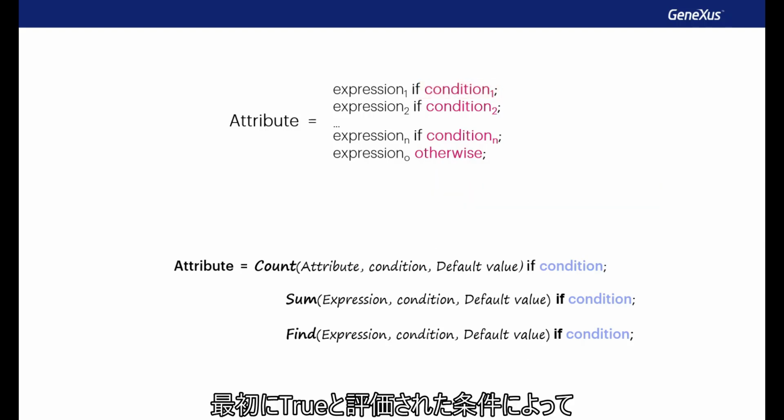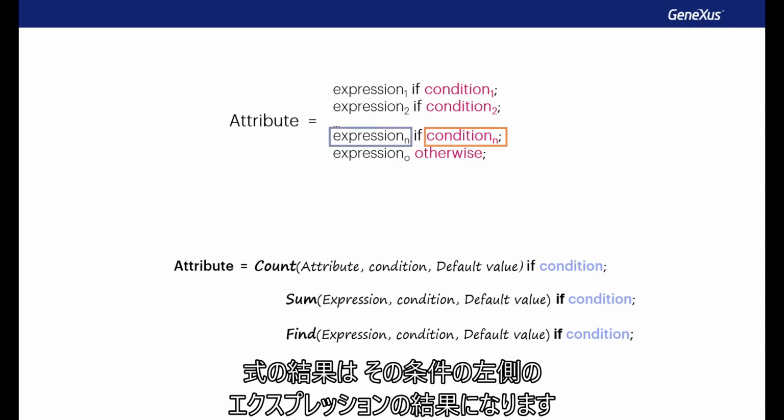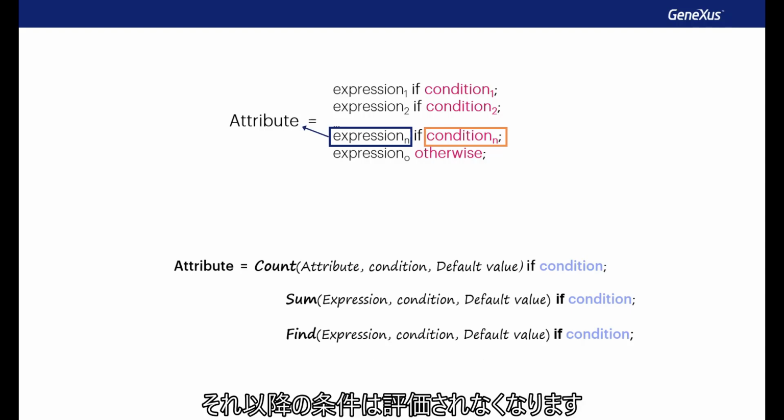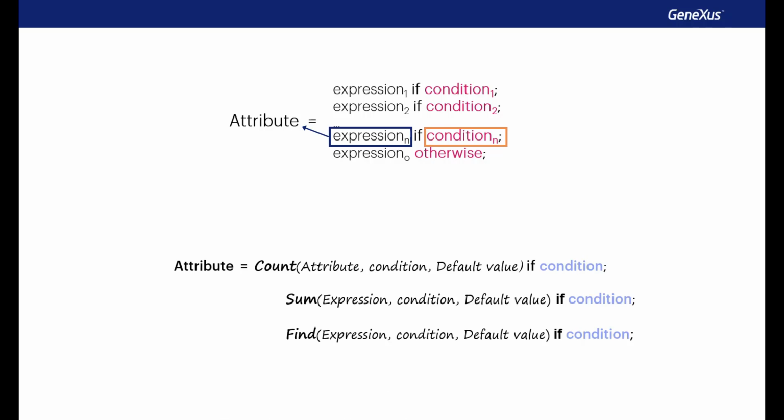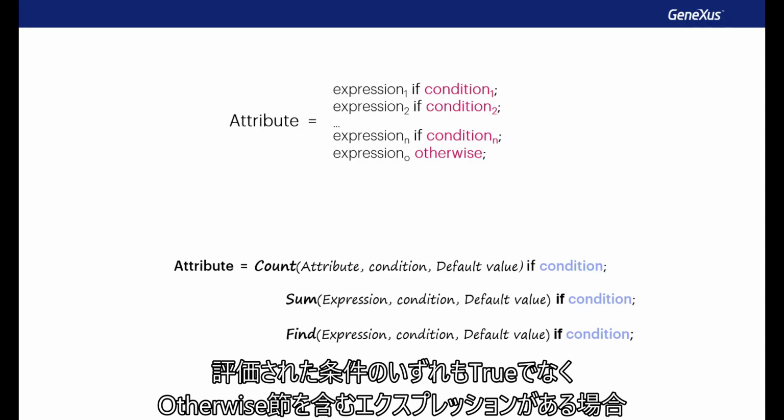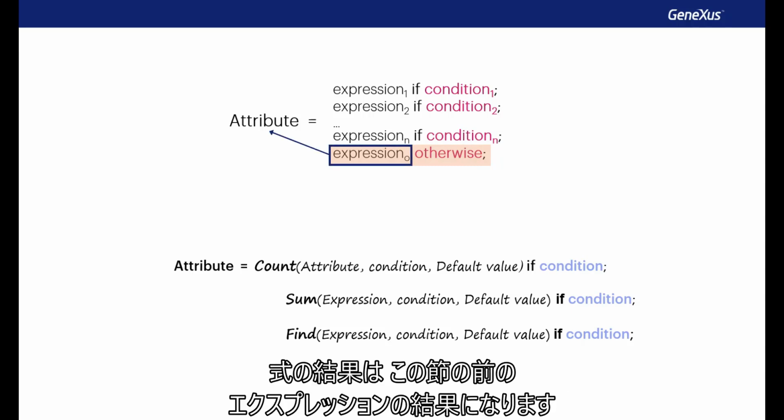The first condition that evaluates to true will cause the result of the formula to be that of the expression to the left of that condition. The others will not continue to be evaluated. When none of the conditions evaluated are true, if there's an expression with an otherwise clause, the result of the formula will be that of the expression preceding this clause.